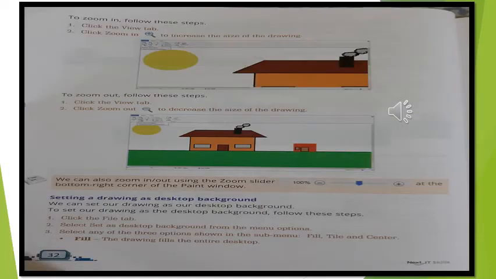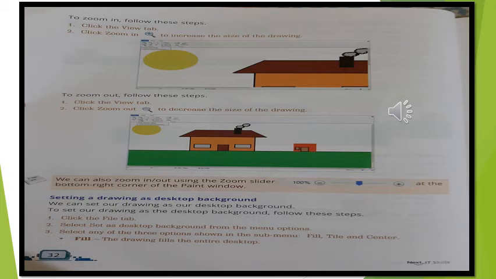To zoom in, follow these steps. Click the View tab, then click Zoom In to increase the size of the drawing. And how to zoom out? We have to click the View tab and then click Zoom Out to decrease the size of the drawing. Now we can also zoom in and out using the zoom slider at the bottom right corner of the Paint window. So we can zoom in and zoom out either by following the steps, or we can also use the zoom slider to zoom in and zoom out our drawing.